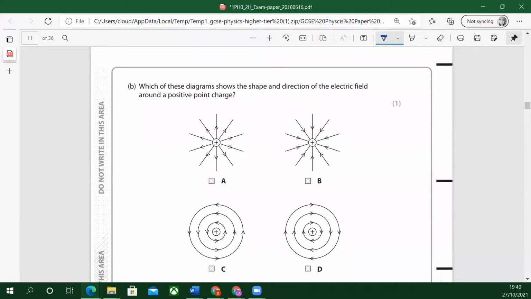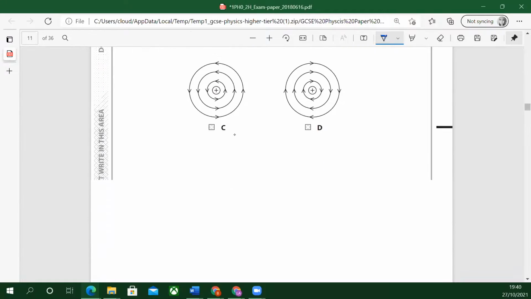Okay, let's have a look at the next question. Which of these diagrams shows the shape and direction of the electric field around a positive point charge? Okay, so in conventional current, it always flows from positive to negative. So it's a positive, so it's actually the direction a positive charge would take. So it's actually A, because if a positive charge was placed around another positive charge, it would repel it. It would move away from it.